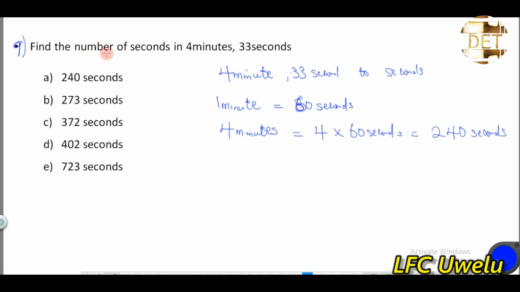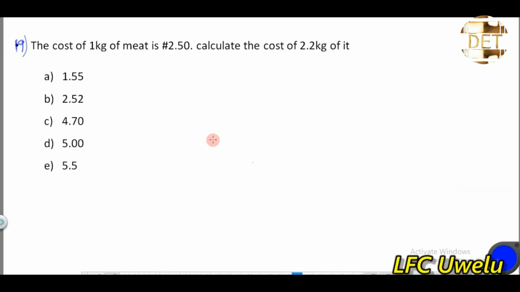Then we are to find the number of seconds in 4 minutes 33 seconds. So I will just add 33 seconds to this 240 seconds. So plus 33 seconds will be equal to 273 seconds, right? So this is our answer. So the correct answer to this question is option B, 273 seconds.